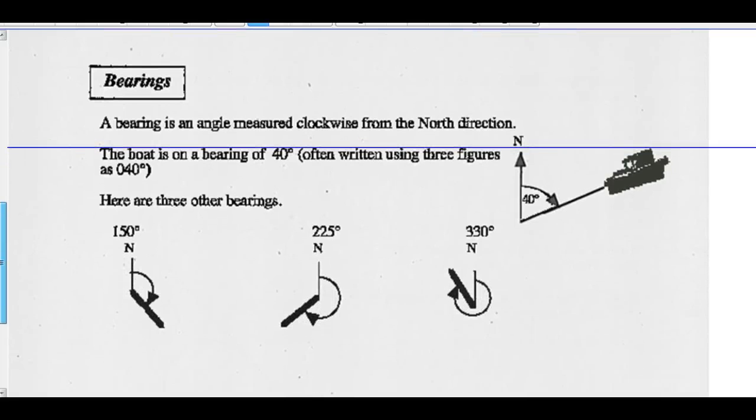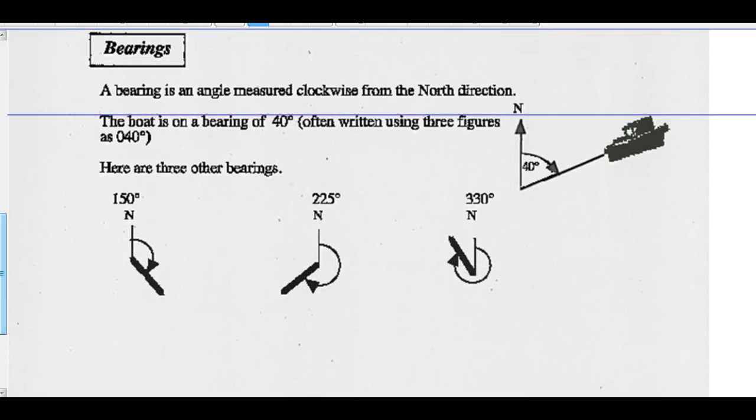Bearings. A bearing is an angle measured clockwise from the north direction. The boat is on a bearing of 40 degrees, often written as a three-figure notation, 040 degrees. So you start at north and you go clockwise. There's a 40-degree bearing, or 040 degrees. So you've got a 150-degree bearing diagrammed. We've got a 225-degree bearing and a 330-degree bearing. They all start at north and head clockwise for the indicated number of degrees.